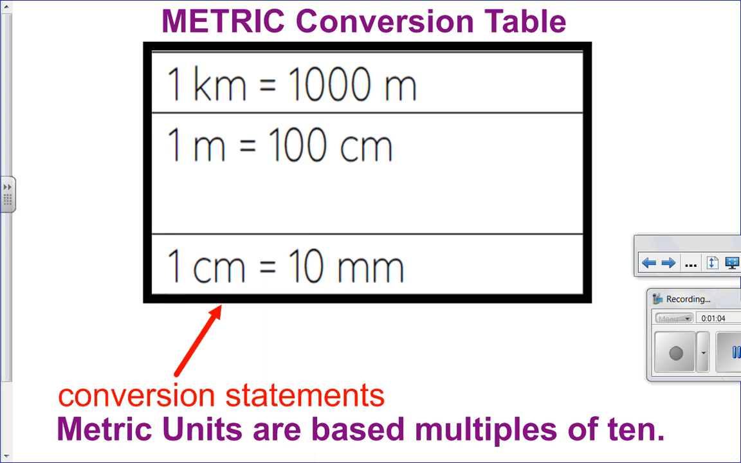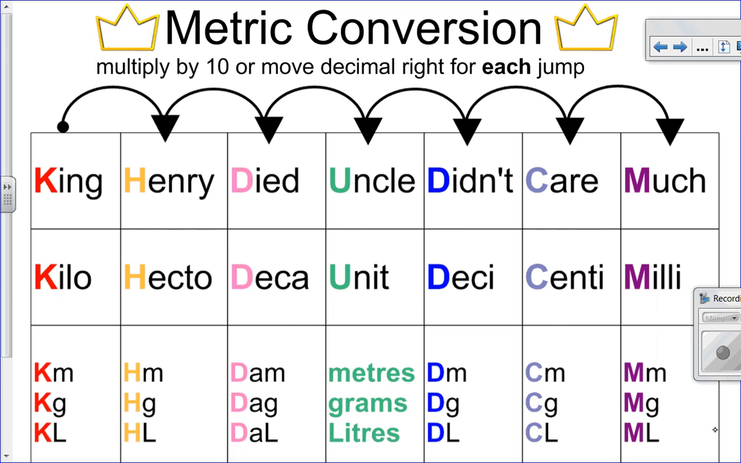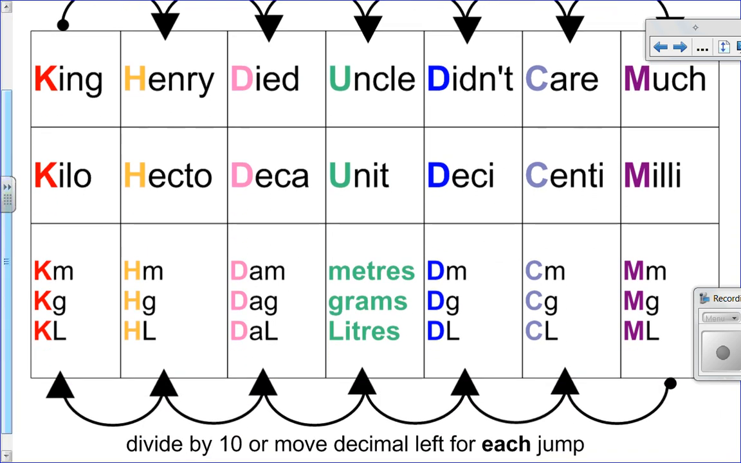Now, I don't memorize those conversion statements in that table. I've actually learned the metric system using this mnemonic device. And how do I know it works? Well, I still remember how to do it. So it's a little bit of a sad tale about King Henry, and poor King Henry died and his uncle didn't care much. So a little bit of a sad tale, but a great way of remembering how to convert in the metric system.